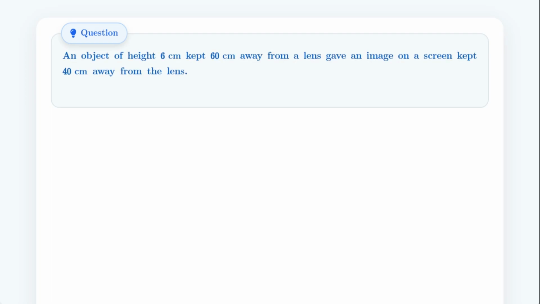Welcome back. Let's tackle a classic ray optics problem that tests our understanding of lenses. Here is the scenario. An object, 6 centimeters tall, is placed 60 centimeters in front of a lens. A clear image is caught on a screen that is 40 centimeters away on the other side.